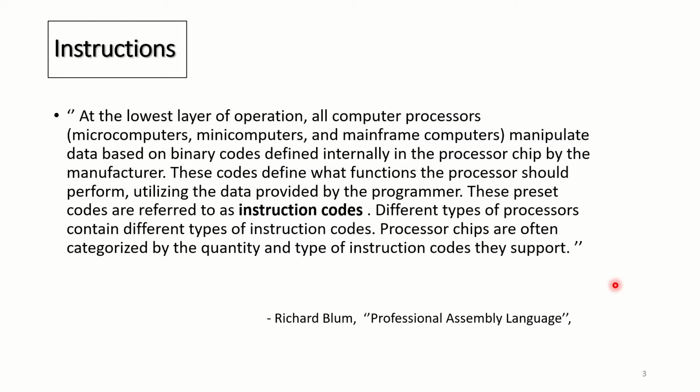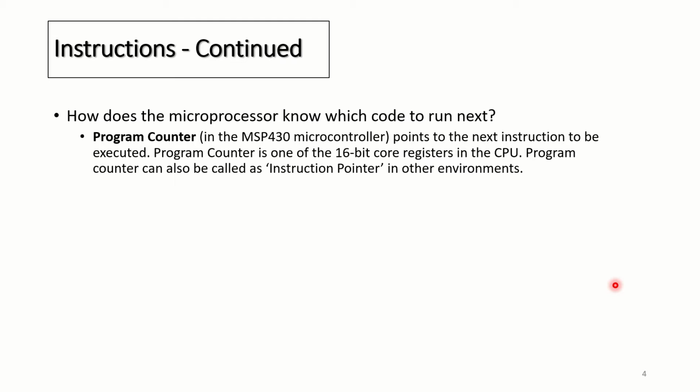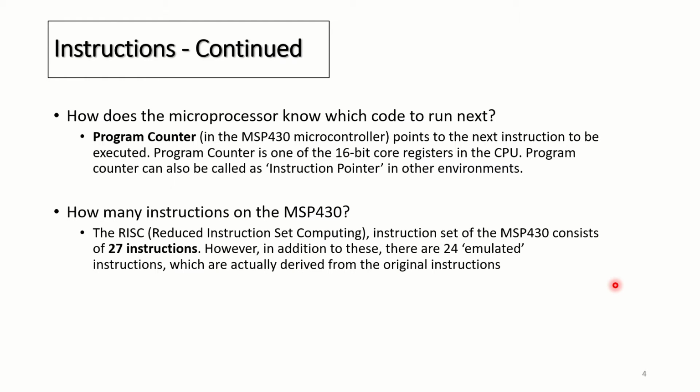Okay, now that we know what an instruction is, let's see how a microprocessor knows which instruction to run. Program counter is used to inform the processor to specify which code to run next. Program counter is one of the 16-bit core registers in the CPU. Program counter can also be called as instruction pointer in other environments. The instruction set of the MSP430 consists of 27 instructions. However, in addition to these, there are 24 emulated instructions which are actually derived from the original instructions.